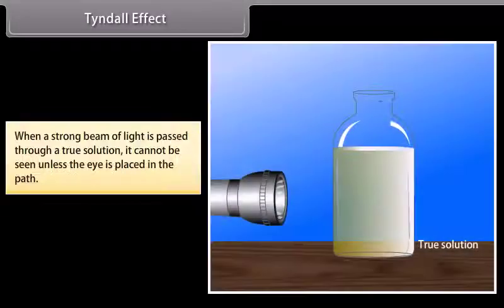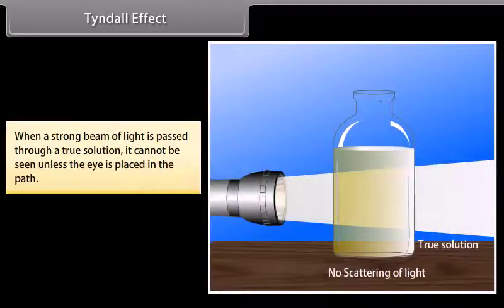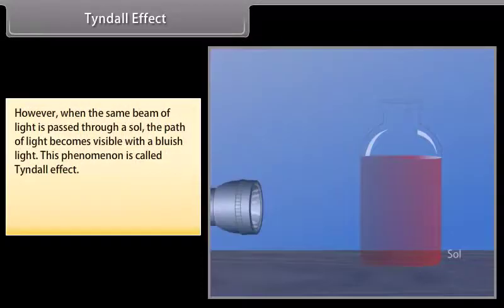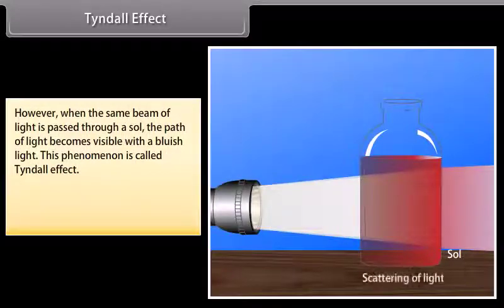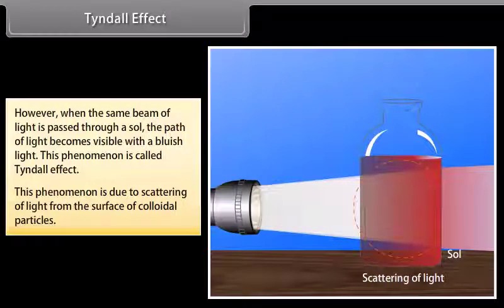Tyndall effect. When a strong beam of light is passed through a true solution, it cannot be seen unless the eye is placed in the path. However, when the same beam of light is passed through a sol, the path of light becomes visible with a bluish light. This phenomenon is called the Tyndall effect. It is due to scattering of light from the surface of colloidal particles.